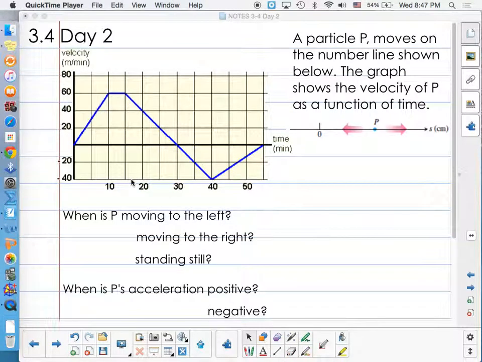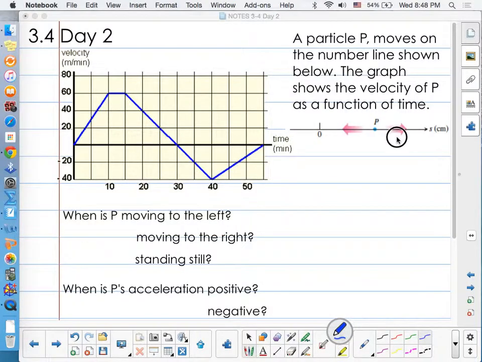So this is the part for 3-4 day 2 that will match your assisted notes that you have. So the first part is just another velocity time graph to get used to some things. They're talking about a particle, think of it as a particle of anything, moving on a number line. Okay, they're showing the velocity, the speed with direction.